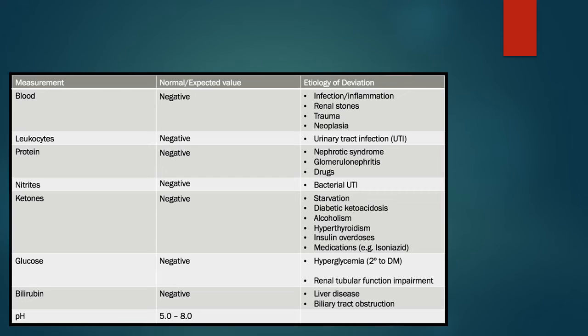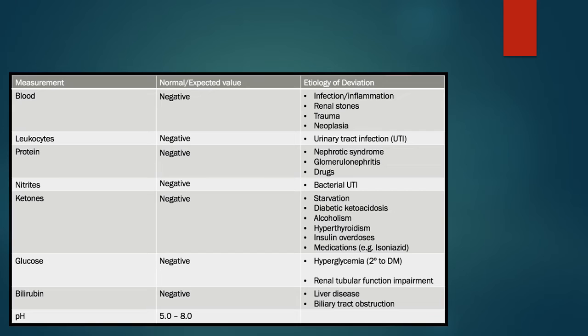With normal kidney function, all glucose should be reabsorbed, and so presence of glucose in the urine warrants further investigation. You can expect to see glucose in the urine in patients with hyperglycemia, usually secondary to diabetes, or abnormalities in renal tubular function. Bilirubin should also not be present in the urine, and its presence can indicate several different potential pathologies. Things you should keep in mind include liver disease and biliary tract obstruction. You'll also want to see the pH of the urine, which should normally be between 5.5 and 8.